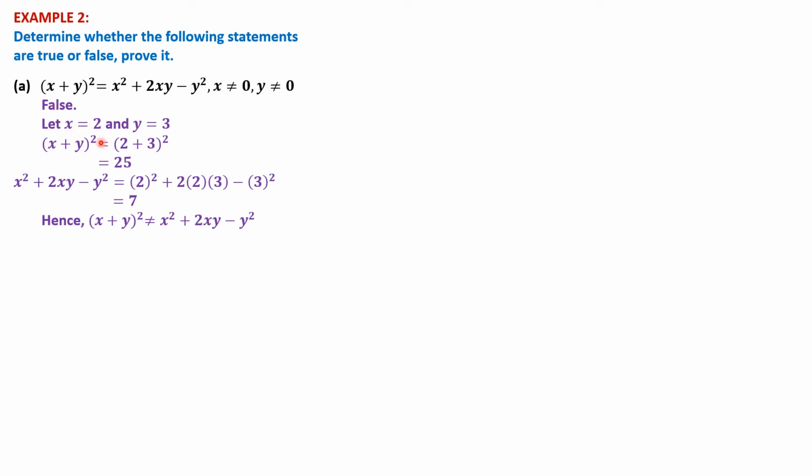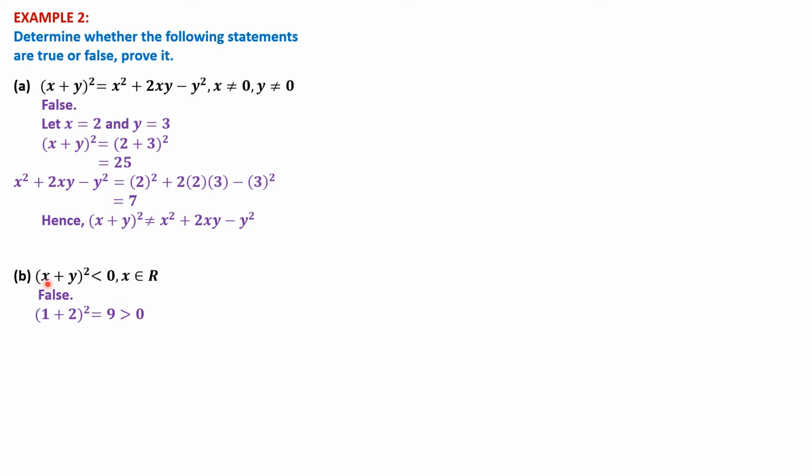So you look at here first. For x substitute 2 and for y substitute 3. 2 plus 3 is 5. 5 squared, you get 25, right? And then this one is the statement on the right hand side. Substitute 2 and 3 into x and y, and the result is 7. So the left hand side we get 25 and the right hand side we get 7. That means the statement on the left hand side is not equal to the statement on the right hand side. So this statement is false.